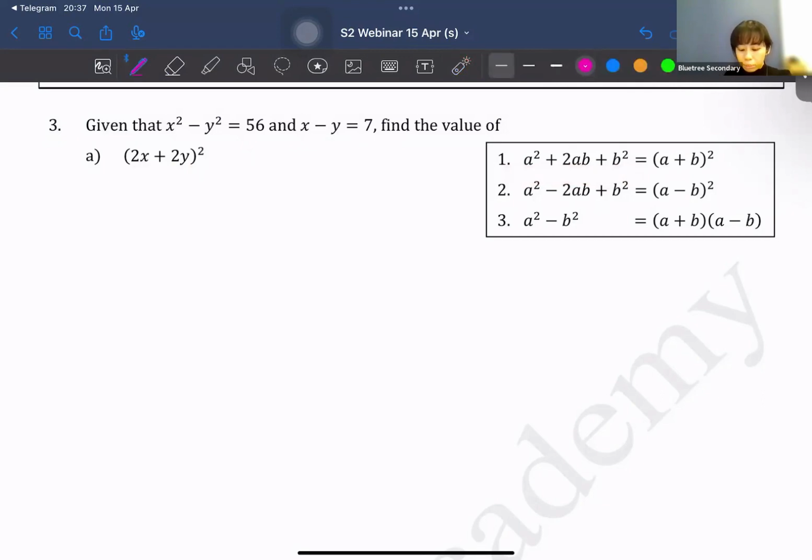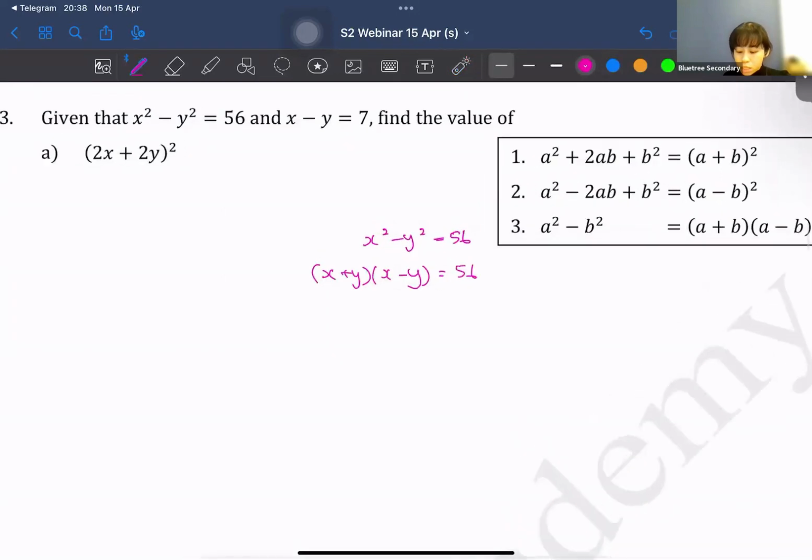Okay, but I'm not going to expand that out. When you're given an application question, you need to somehow manipulate these equations given to you. So I know that x squared minus y squared is essentially my third identity, where I can factorize it into x plus y times x minus y. Why do I want to do that? Because the question gave me the value of x minus y, and I have an x minus y over here.